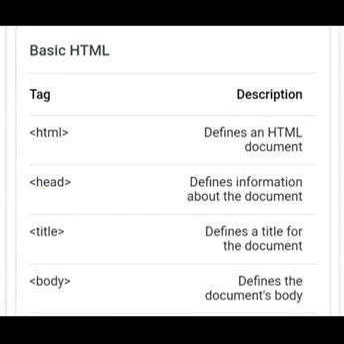In the previous class we learned some HTML tags. What are they? HTML, head, title, body. HTML defines the HTML document, head defines information about the document, title defines the title of the document, and body denotes the body of the document.